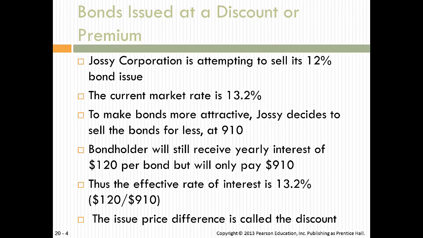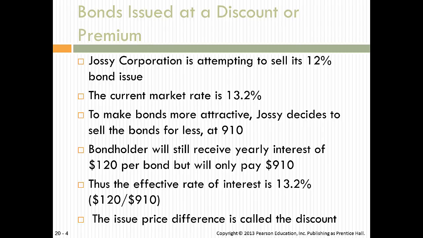First, let's look at a discount. For example, we have Ch20LU2 Corporation, which has bonds to sell. These bonds have a contract rate of 12%. The going rate in the market is 13.2%. This means potential buyers of the bonds want 13.2% interest, not 12%.